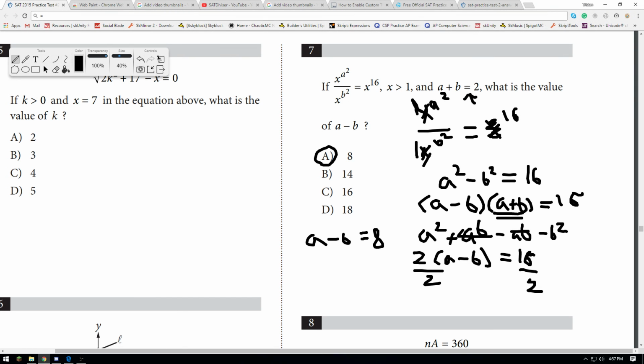And that's how you do it. Just make sure that you get your signs correct, and you should be good to go.